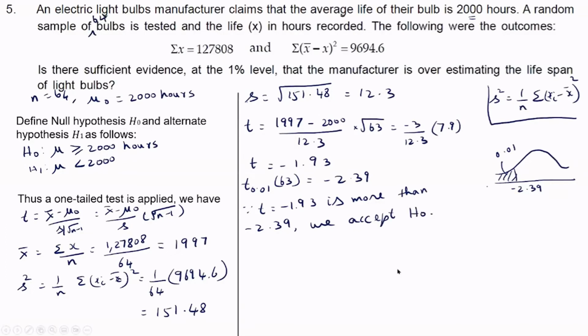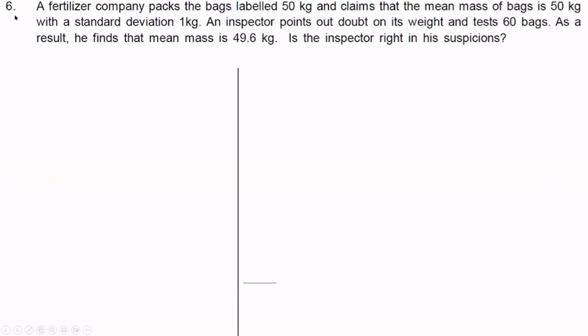So if we accept H0, we can conclude that the manufacturer is not overestimating the lifespan of the light bulbs. So this is the conclusion. Moving on to the next question.